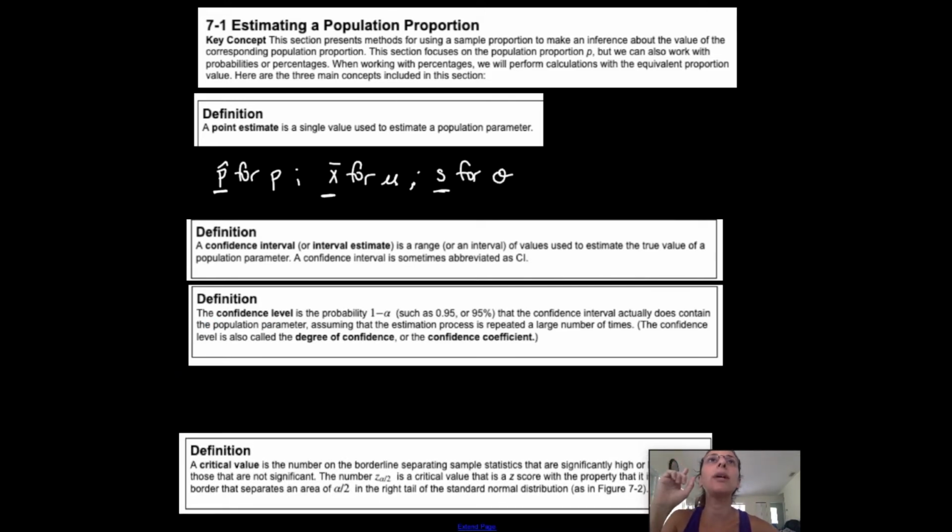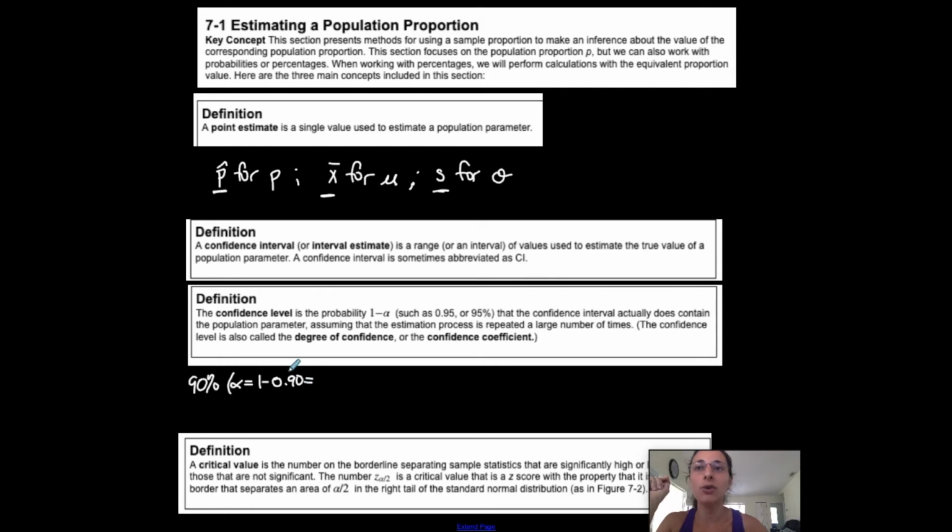So, you'll see typical confidence levels. You're going to see repeated ones. You're going to see a confidence level of 90%. This is a typical confidence level used. And if your confidence level is 90%, your alpha is always 1 minus the confidence level, right? So you're going to need to know how to find alpha. So if you have a confidence level, alpha is always 1 minus that. So alpha in this case would be 0.1.